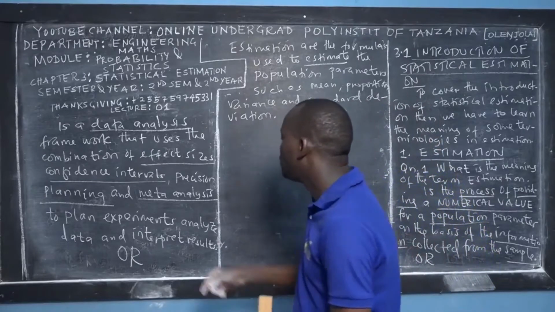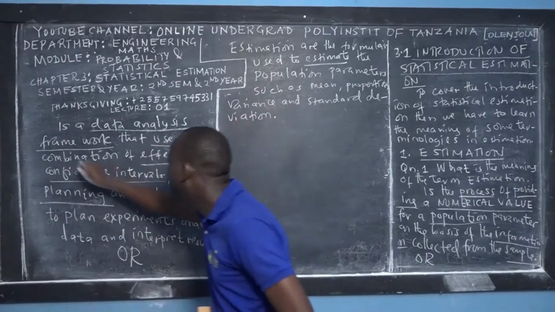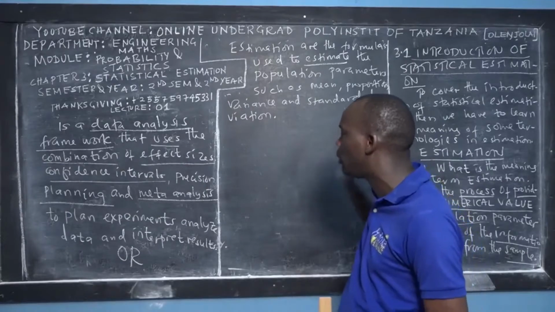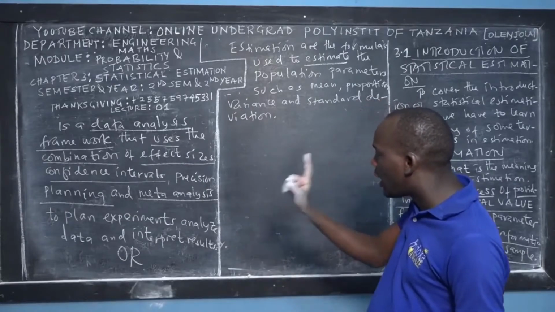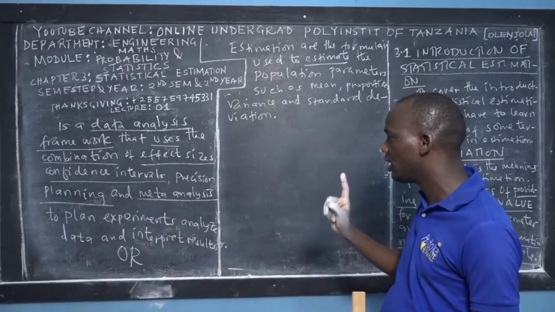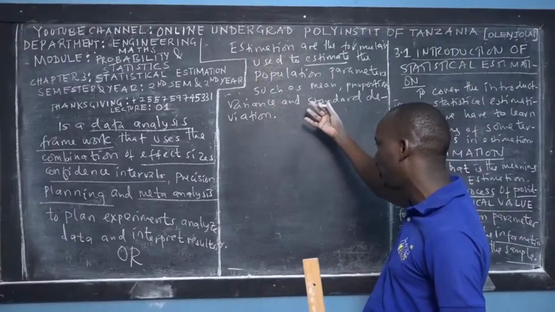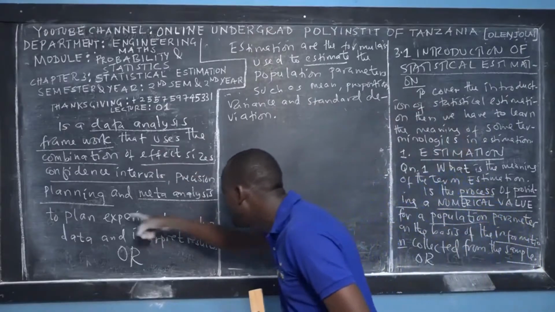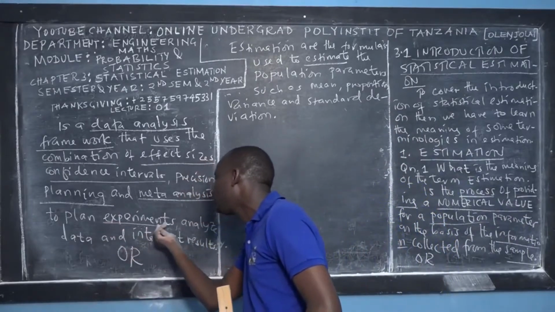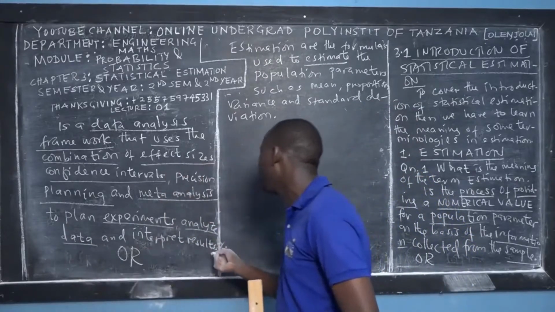Okay, so we say it is a data analysis framework that uses a combination of what? The effect size, where we take a sample to estimate the size of the original population, and confidence intervals. Confidence intervals mean interval estimation, so there is no need to have only a point estimator; we can use interval estimation. Then precision planning and meta-analysis, to plan experiments as engineers, analyze the data, and interpret results.